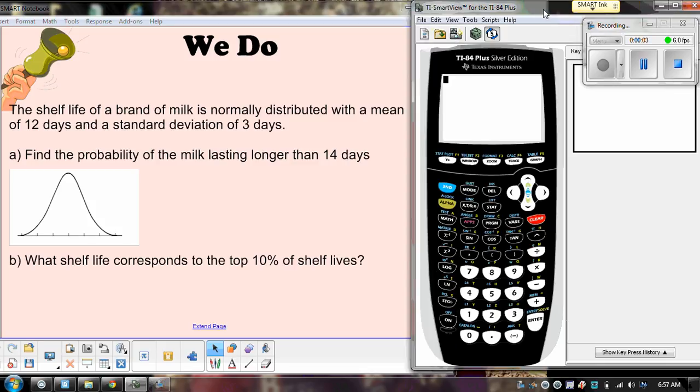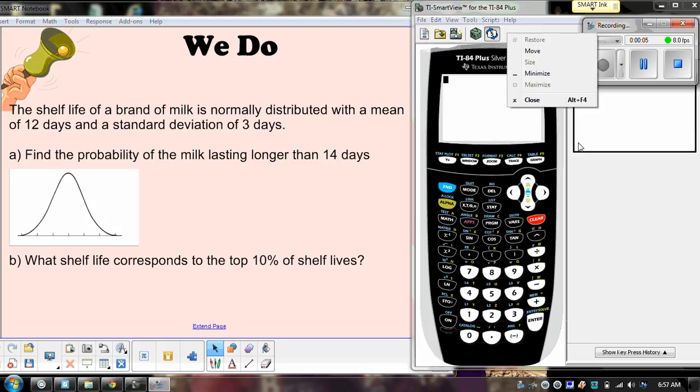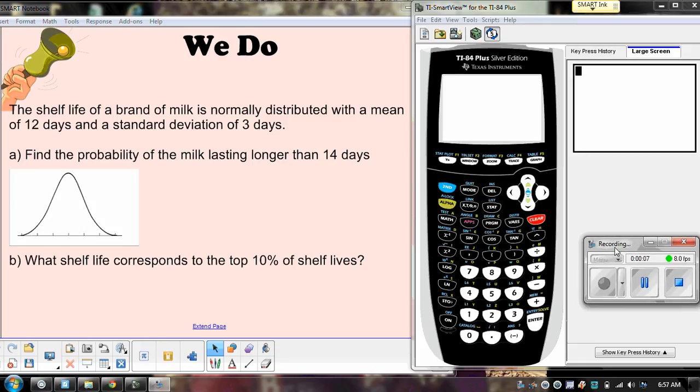Let me demonstrate to you how using the normal curve on your calculator can work. So we're going to go through these two problems on the left side of the screen. It says the shelf life of a brand of milk is normally distributed with a mean of 12 days and a standard deviation of 3 days. Find the probability that the milk lasts longer than 14 days.